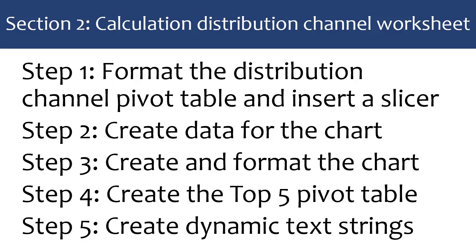This section that we're working on now has 5 steps. We will be working on the calculation worksheet for the distribution channels. We will be formatting the distribution channel pivot table and inserting a slicer. We will be creating data for the chart we will be creating and formatting. We will create a pivot table of the top 5 products by contribution margin ratio. Finally, we will be creating dynamic text strings.